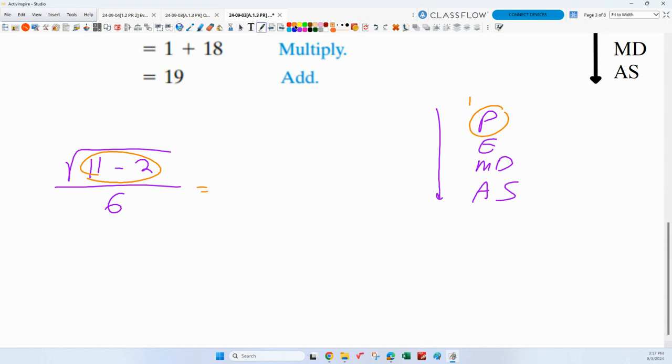That gives us square root of 9 over 6. Now what's next? Okay, exponent, right? A root is like an exponent, so square root of 9 is 3. And then finally, I would just have to simplify that quotient. What is 3/6 would simplify to? 1/2. Good job. Okay, one more.